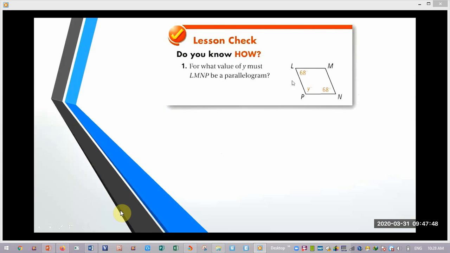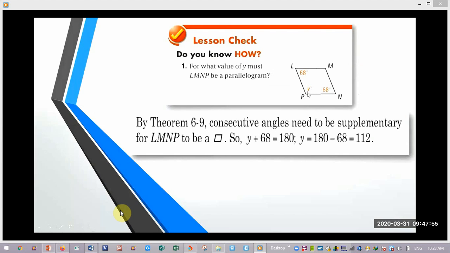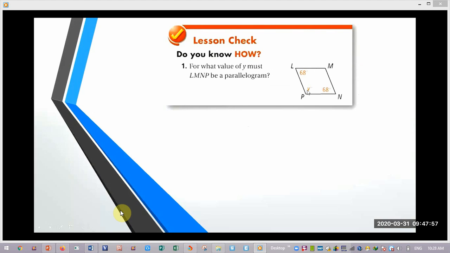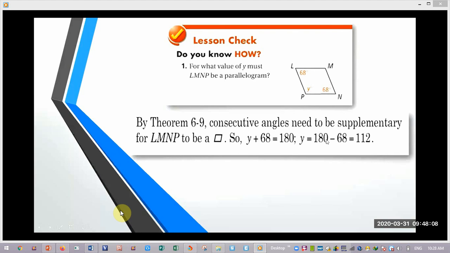LMNB must be a parallelogram. When this shape is a parallelogram, if angle B, which is Y, is supplementary with 68. If they are supplementary, then Y equals 180 minus 68, which is 112. 112 plus 68 is 180. Then this shape is a parallelogram.